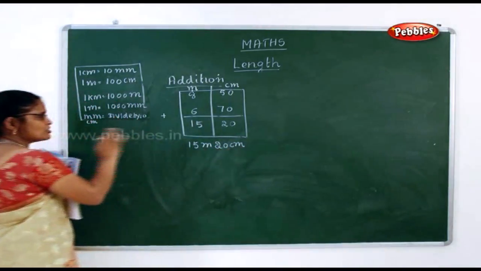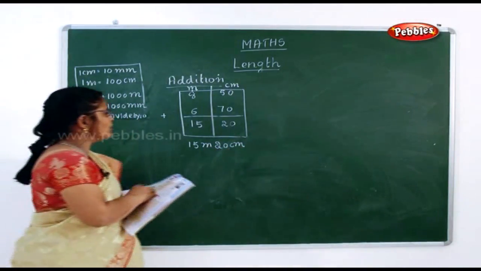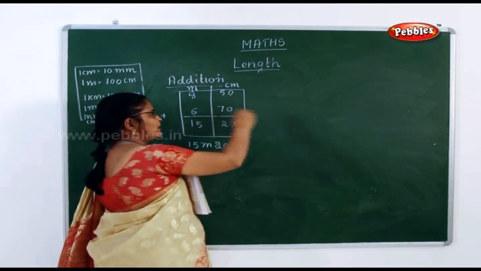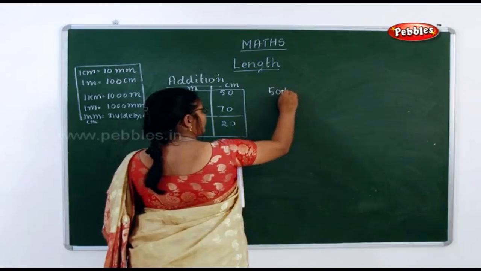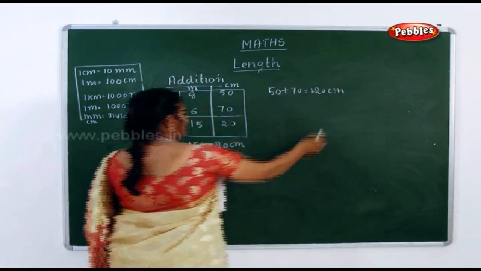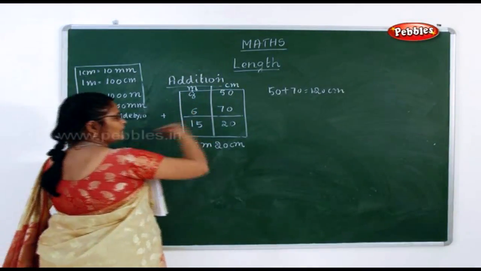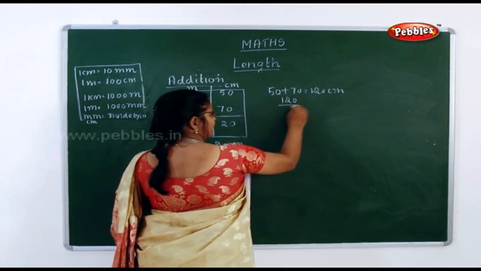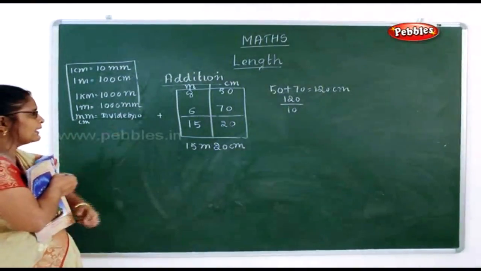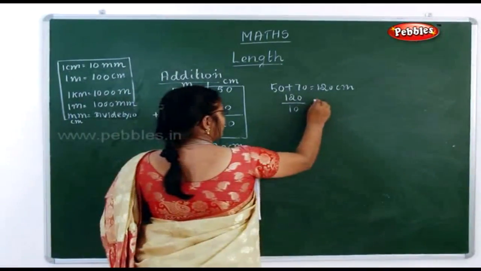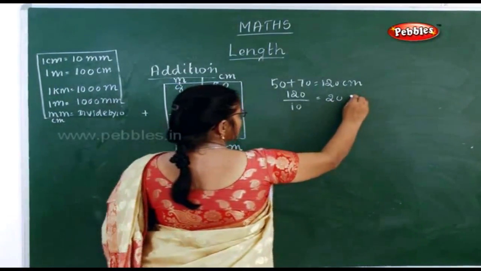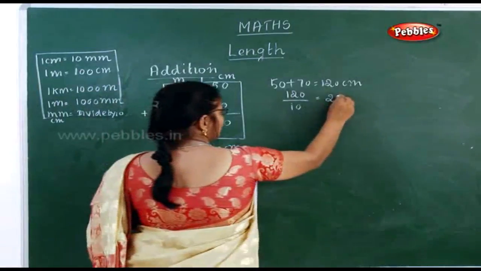See, this is normal addition. But mathematically, how you have to do is: 50 plus 70 is what? 120 centimeter. You got 50 plus 70, you got 120 centimeter. Now how will you convert this 120 centimeter into meter? You will write 120 divided by 10. I think I told you. You are just dividing by 10. Now how will you divide it? You will divide by 10, you will have how much? It is 20. It is 20 meter.